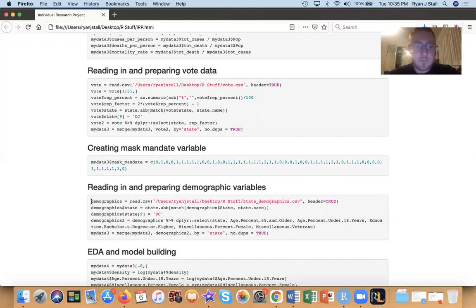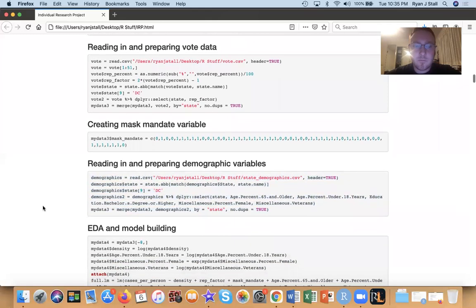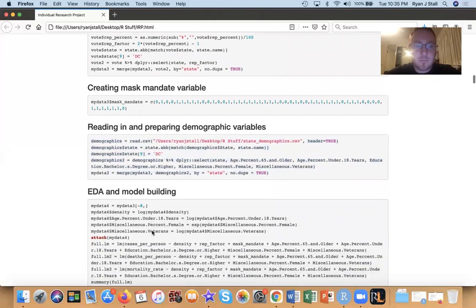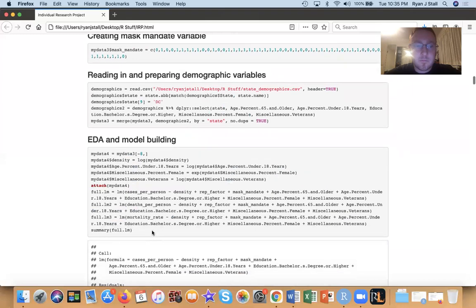Next, I added some demographic variables. Once again, this data set had numerous variables. The ones I used were percentage of the state's population under 18, the percentage of the state's population over 65, the percentage of the state's population with a bachelor's degree, the percentage of the state's population that was female, and the number of veterans in the state. Now that all the variables were read in and prepared, it was time to build some models.